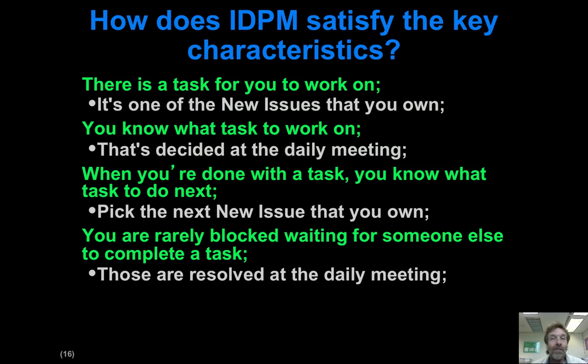All right. So if you're practicing this IDPM methodology, there should always be a task for you to work on. You should always know what tasks you need to work on, because you just have to look it up. When you're done with a task, you know what to work on next, because you can look at the board and see what you've accepted. And you should be rarely blocked waiting for someone else, because if you become blocked, there should be a meeting in a couple of days where the team decides how the blocking can be unblocked.